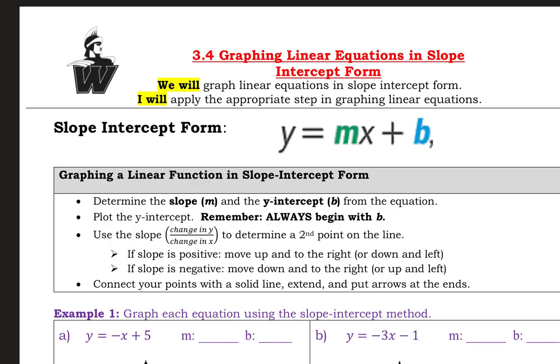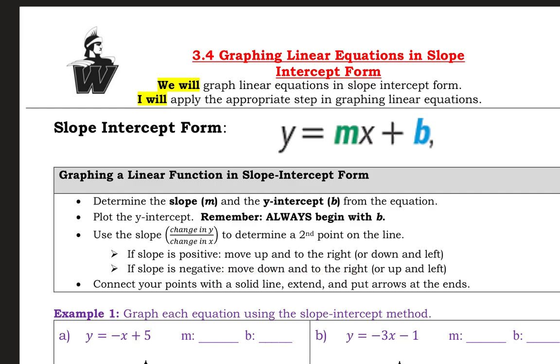Graphing linear equations and slopes. We're going to graph a linear equation in slope-intercept form. So here's some steps if you need something to look back at once we're done. It says determine the slope and the y-intercept from the equation. Plot the y-intercept. Remember, always begin with the b. Use the slope, which is the rise over the run, and that will determine the second point. If it's positive, move up and to the right or down to the left. If it's negative, move down and to the right or up to the left.